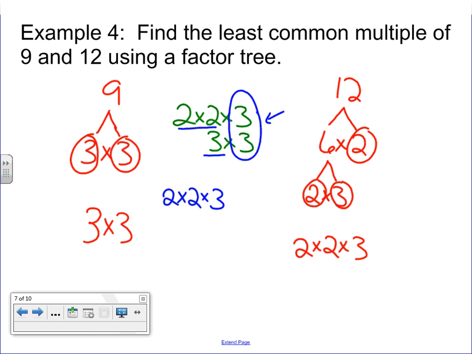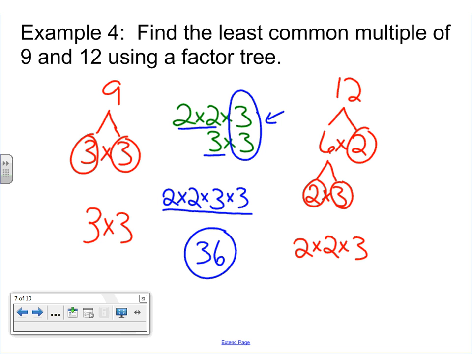Now, looking at this, we're not going to put 2 3s down here because they share those 2 3s. We're only going to count it as 1 3. Anything that's shared, we're only going to use one time. So 2 times 2 is 4. 4 times 3 is 12. 12 times 3 is 36.